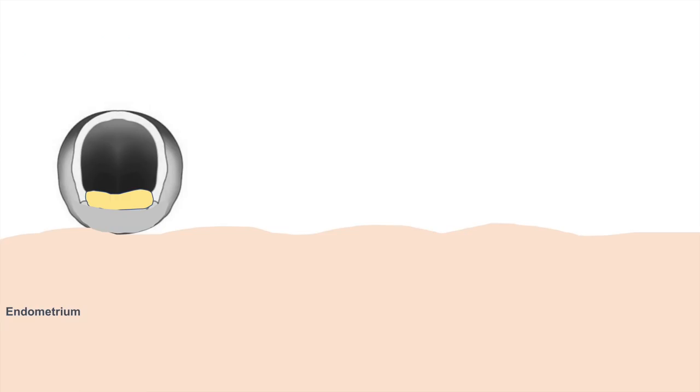So after an egg has been fertilized by a sperm, that zygote will eventually become what is known as a blastocyst. We'll talk a bit more about this process in another lesson. So the blastocyst contains an inner cell mass. This inner cell mass is what will become the organism itself. And the outside of the blastocyst contains cells known as trophoblast cells.